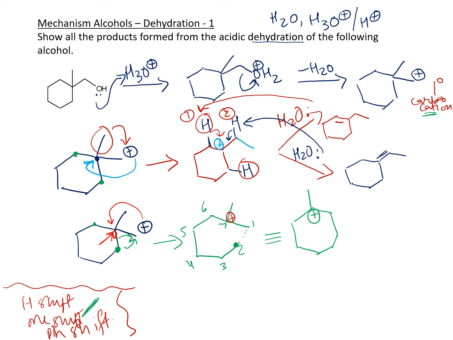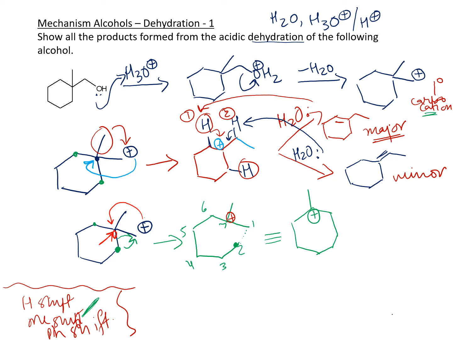And in these 2 alkenes, the major one is going to be the one that is the more substituted alkene. So this is the major product, whereas this is the minor. All right.